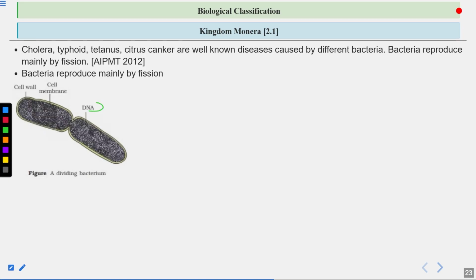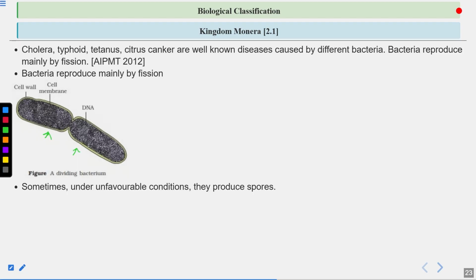The bacteria consists of the genetic material, which is DNA here. So they don't have a true nucleus. So just DNA is lying here in this region. The region is known as the nucleoid. And the bacteria consists of cell wall and the cell membrane. So one bacteria is dividing into two bacteria.